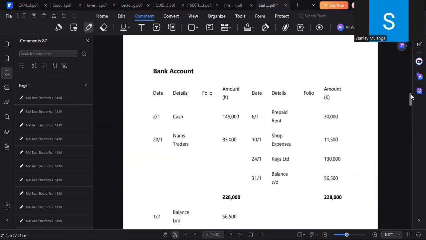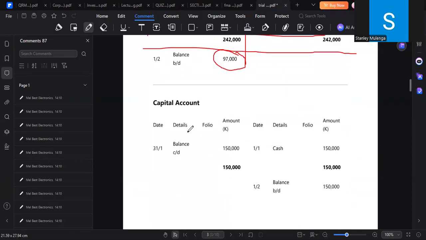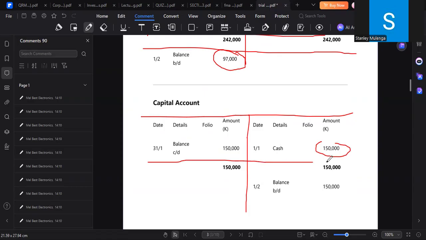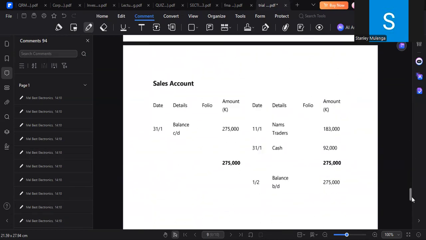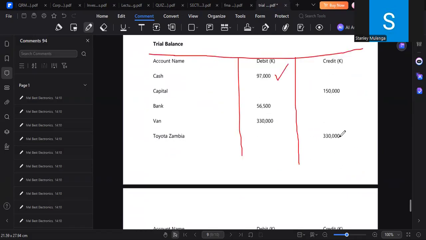Capital only had one transaction. So capital, we started with business. Capital has a credit balance. Okay, so cash, we started with 150, but here there was nothing. So you give this side the balance carried down 150. So this 150 comes on the other side 150. So meaning our capital has a credit balance of 150. So when you go here, capital has what? 150. Then we go to bank.